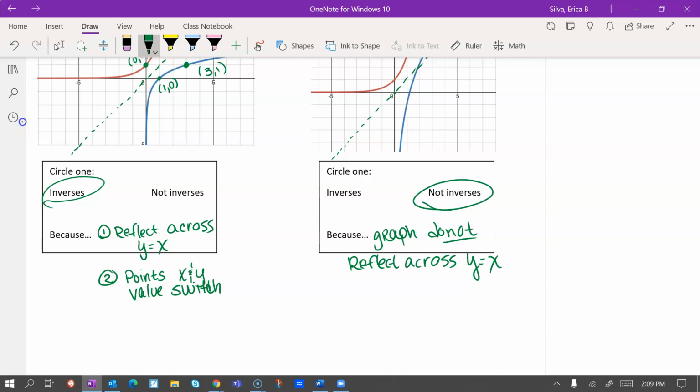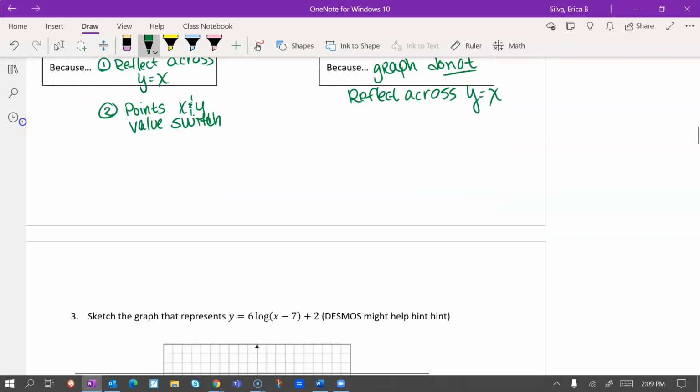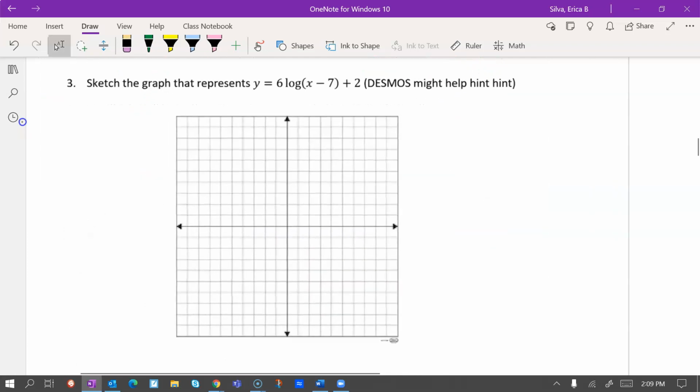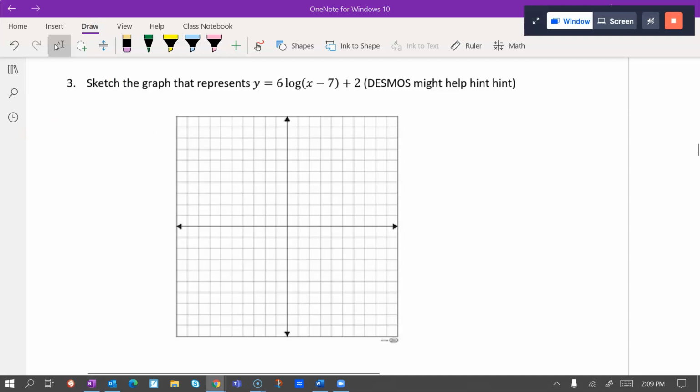Questions so far? All right, let's move on to the next one. For this one, it says to sketch the graph that represents y is equal to 6 log x minus 7 plus 2. Telling us to use decimals for this.